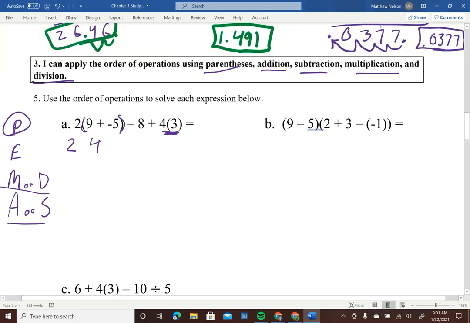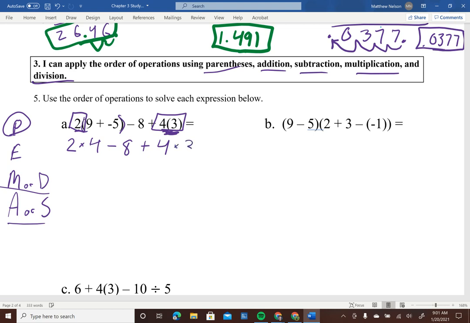And remember, 2 on the outside of the parentheses, that's the same thing as multiplication. So you could write multiplication like that, or you can also write multiplication like this. Okay, so when you see that 2 on the outside of the parentheses, that's saying you multiply whatever is in the parentheses by 2. Minus 8 plus 4, and again, since the 4 is right next to the 3 in parentheses, that means multiplication.